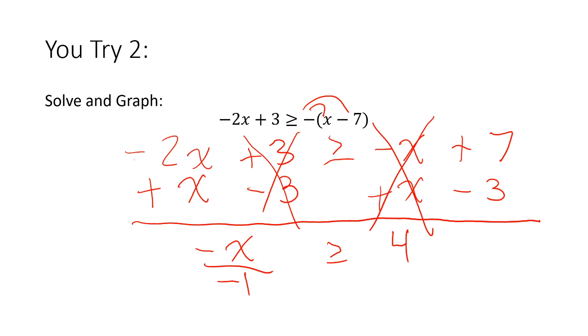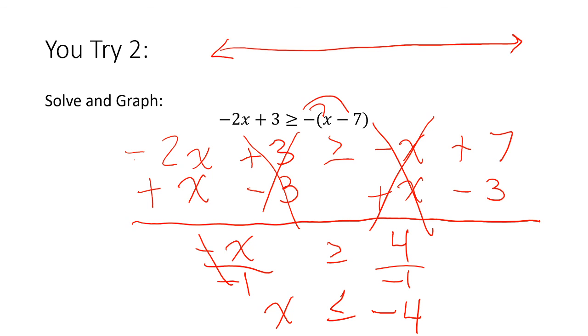Now I just need to divide both sides by negative 1. When I do that, I have to flip the sign. And now I'll have negative 4 is greater than or equal to x, or x is less than or equal to negative 4. Now I can draw a graph.